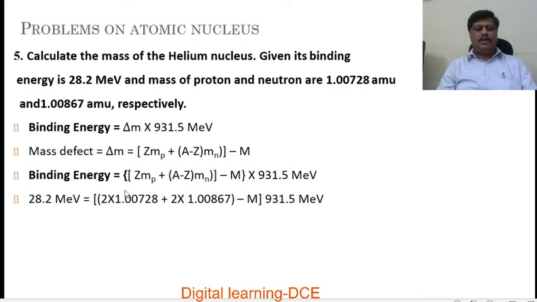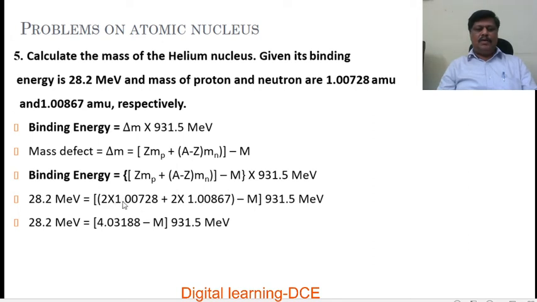It consists of 2 protons and mass number is 4. Mass number minus atomic number, that is 4 minus 2, gives the number of neutrons, that is 2. So atomic number is 2 and number of neutrons is also 2. So atomic number into mass of each proton plus number of neutrons, that is 2 into mass of each neutron, gives the total mass of the protons and neutrons, minus the mass of the stable nucleus, I mean helium nucleus, which we have to find out here, into 931.5 MeV.